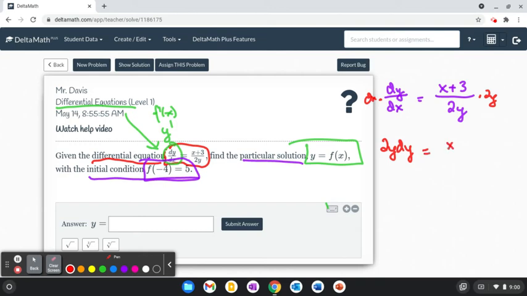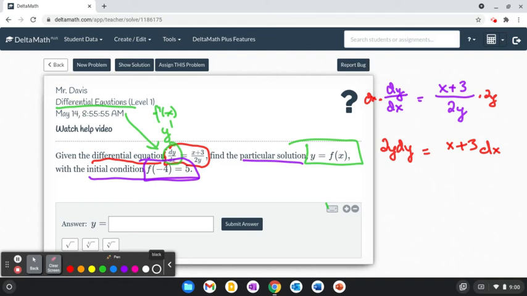So it's x plus 3 dx. I've just done some rearranging there. I just multiplied the dx over and I multiplied the 2y over to both sides. Hopefully that makes sense. So our first step there is just to get the x's on one side, the y's on one side. Generally, you want to get the y's on the left side just because it's what you're used to.